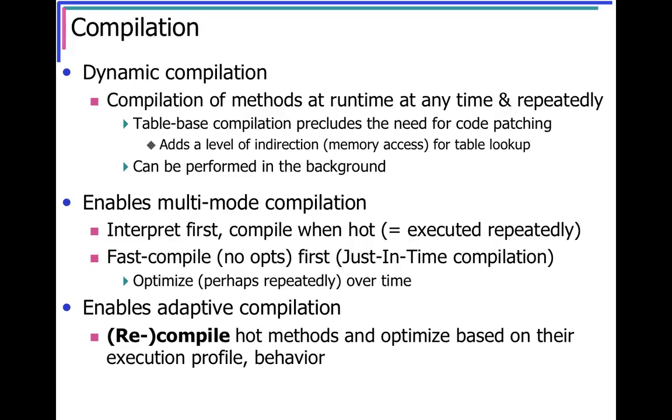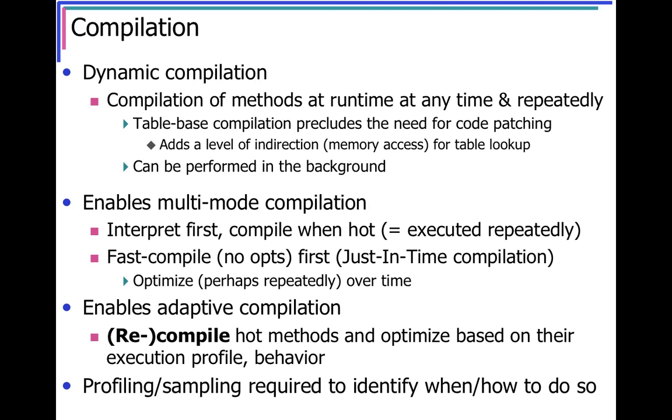This selective application of optimization is referred to as adaptive compilation or adaptive optimization. This is where we recompile methods once we've learned about their behavior and can optimize them accordingly. This way we only apply compilation and optimization effort, and therefore overhead, when it's going to pay off, or when we believe it's going to pay off, or when it's most likely to pay off. Again, profiling and sampling is key here so that we can identify where the opportunities are for compilation and optimization.